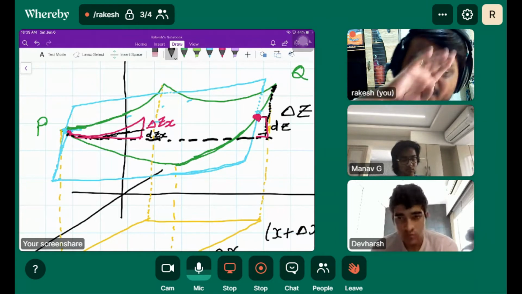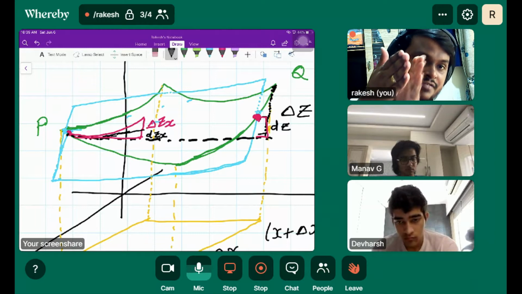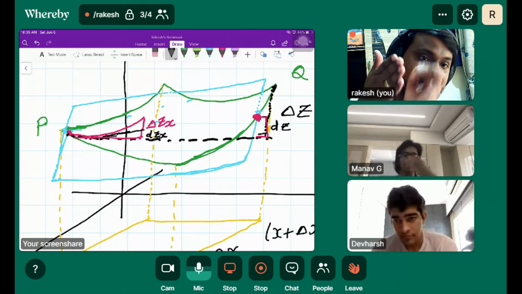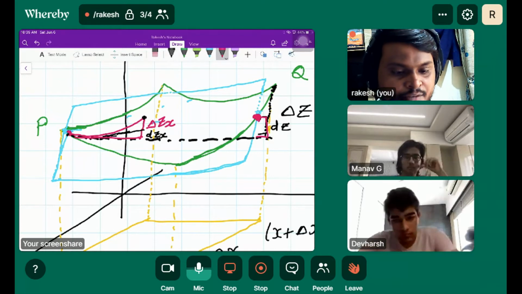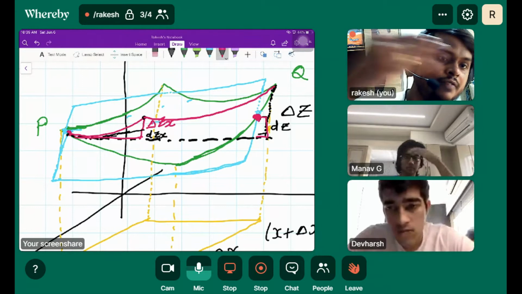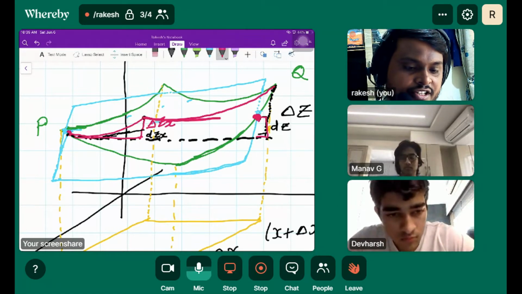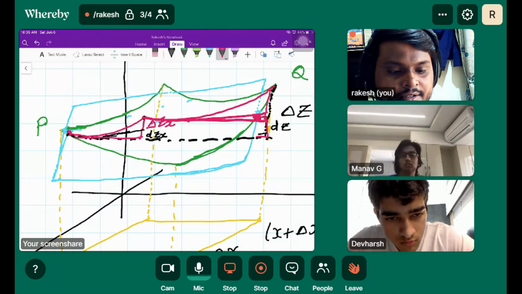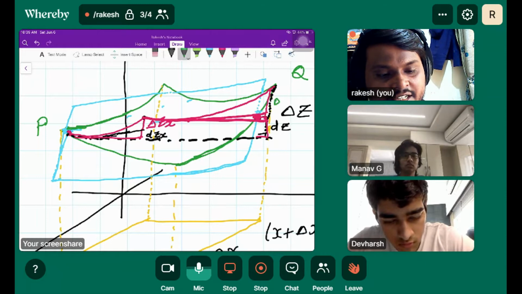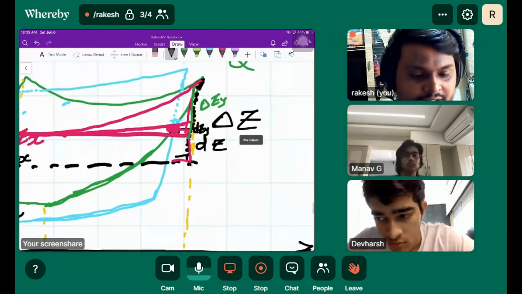So the path is basically along the x-axis. You understand that first. The path is along the x-axis, keeping y constant, and then from this point I'll reach up to point Q, which is along the y-axis, keeping x constant. This is the tangent line, obviously. So this is delta zy, the complete height, and this is dzy. Is it clear?